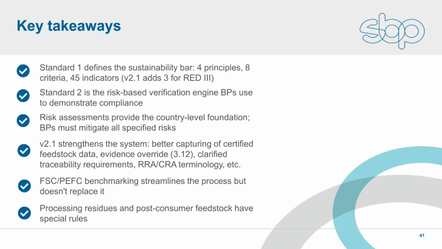And sixth, processing residues and post-consumer feedstock have special rules. These feedstock categories are treated differently from primary feedstock throughout Standard 2. Different traceability requirements, simplified routes to compliance where certification is in place, and a dedicated set of verification, inspection, and audit requirements in Annex 1. If you work with these materials, Annex 1 is essential reading.